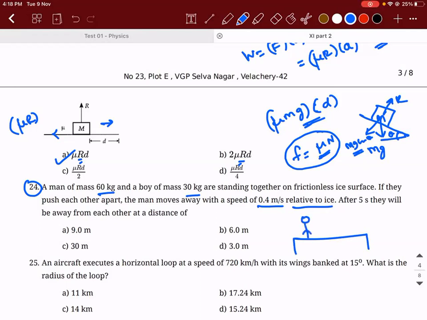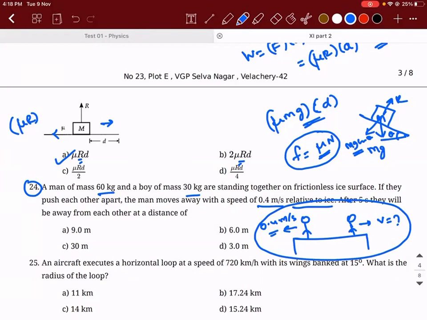So listen to this. The man is moving in this direction with a speed of 0.4 meter per second. Relative to ice here means relative to ground because ice is not moving. So what is the speed with which the boy will move in the backward direction? If I call it as V, in this case, what is happening? The total external force acting on the system is zero, because the boy and the man put together is a system. They both are pushing against each other, so it is an internal force.